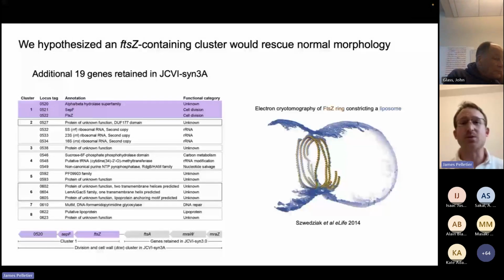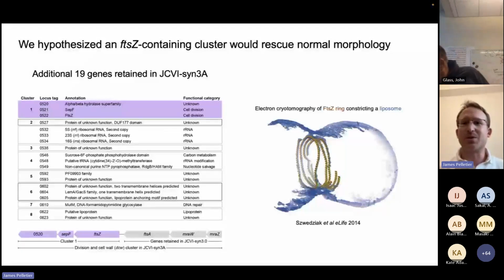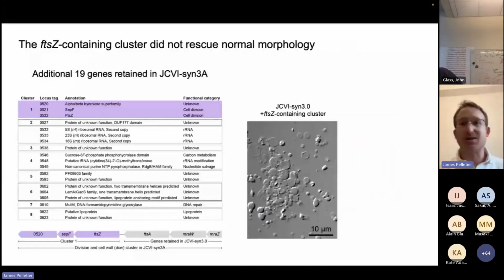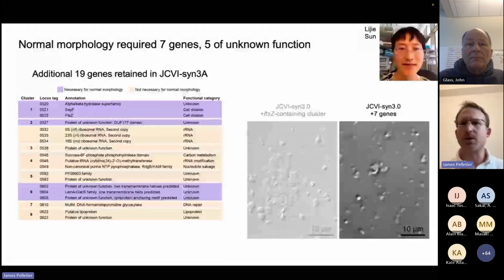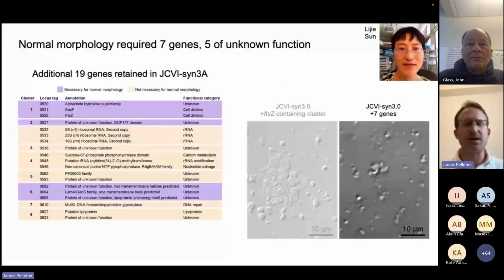So given its known role in cell division, our first hypothesis was that FtsZ, if we put this back in, it would restore normal cell division, but this hypothesis was wrong by far. The cells still exhibited extreme variation in cellular size and shape. And looking at what was known about the functions of the other genes, there weren't any other hypotheses that came out.